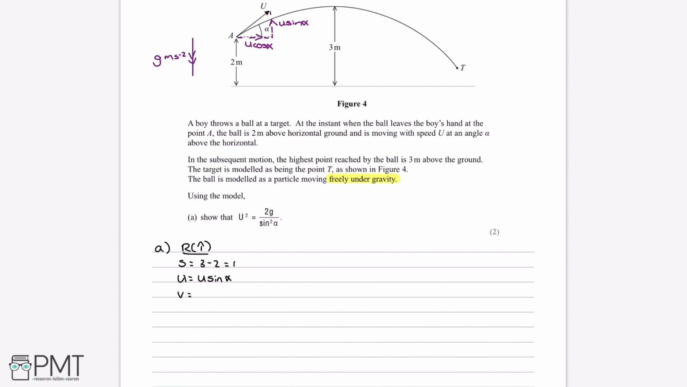And v is the velocity at this point here, the highest point. Although we've not been told this in the question, a general assumption we can make about the velocity at the highest point of projectile motion is that it's equal to 0 meters per second. This is just an assumption we make.